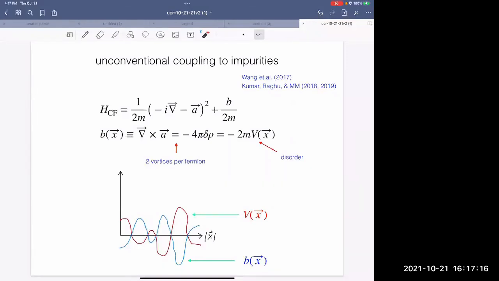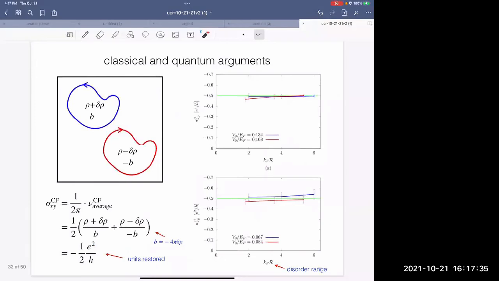Now this kind of sounds crazy. No one in their right mind would ever consider this sort of random problem, but it appears quite naturally in this composite fermion framework. So let's see the effects of this sort of coupling. The first thing to try to think about is how do you evade that time reversal breaking constraint?